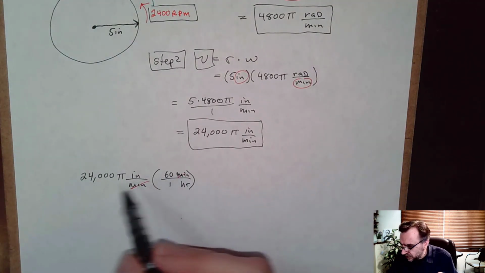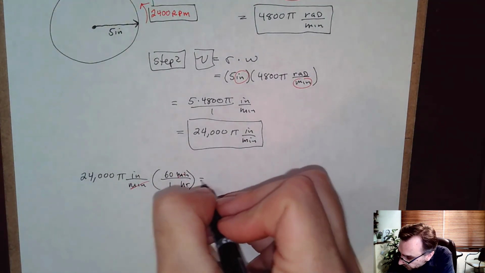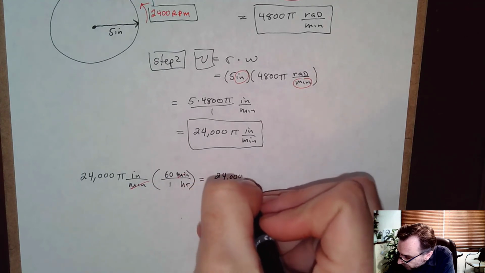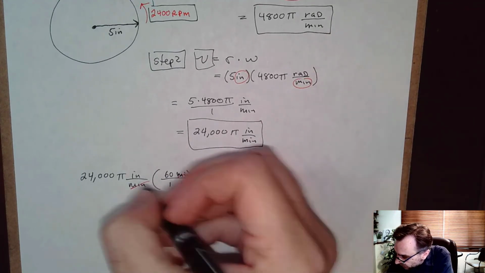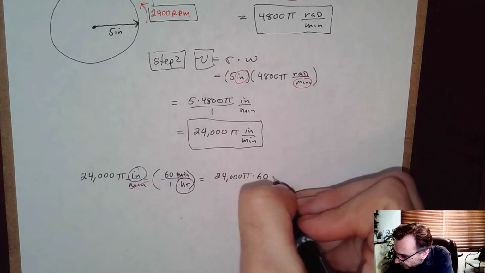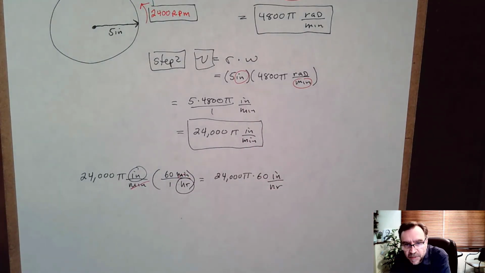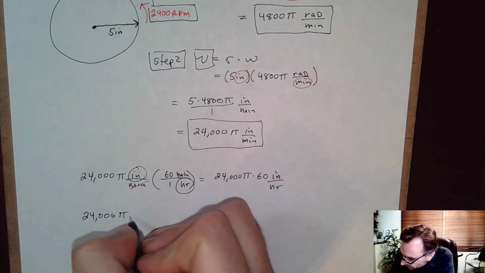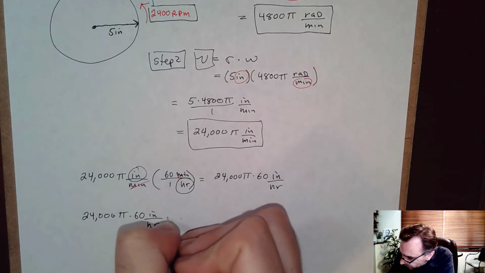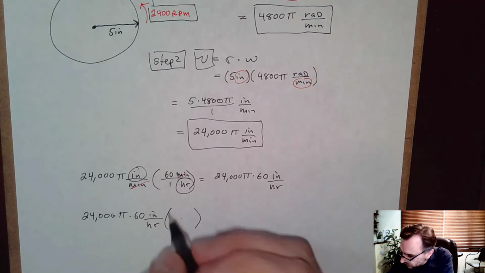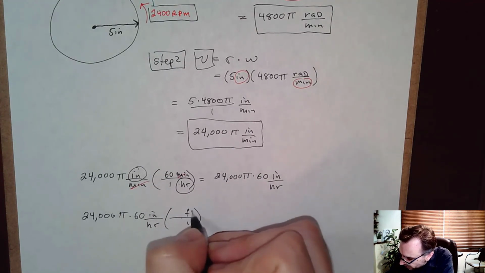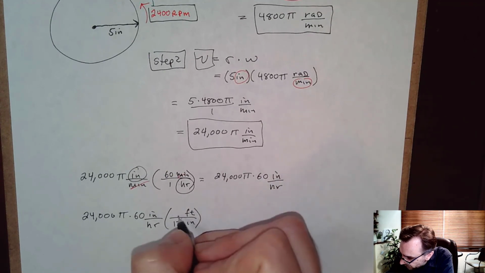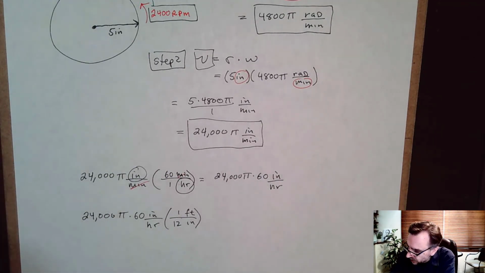And so 60 times 24,000. And so I get 24,000 pi times 60, and I'll be left with now inches per hour. All right, I'm not going to do the calculation yet because I want to get rid of inches. So 24,000 pi times 60 inches per hour. I want inches to cancel. So I'm going to put that on the bottom, and I'm going to bring inches to feet. I know there's 12 inches in 1 foot. All right, and that'll leave me with feet per hour, but that's not where I need to go.